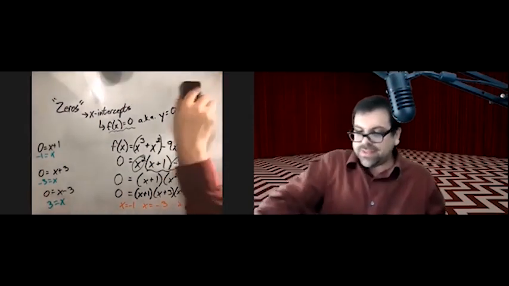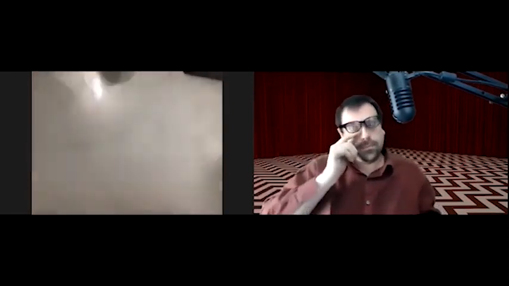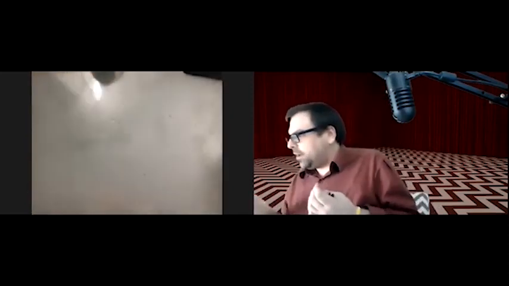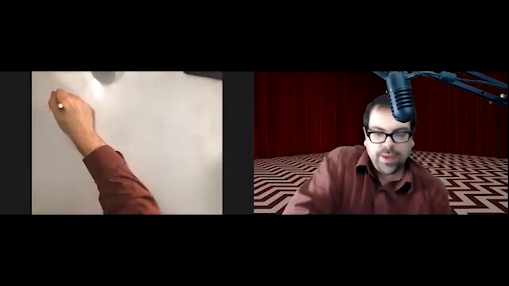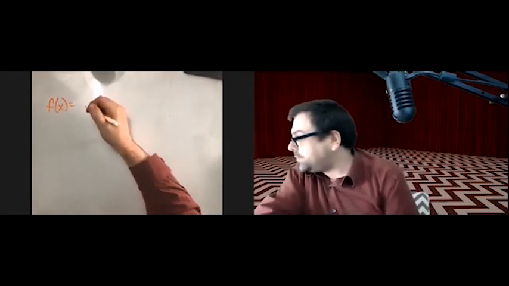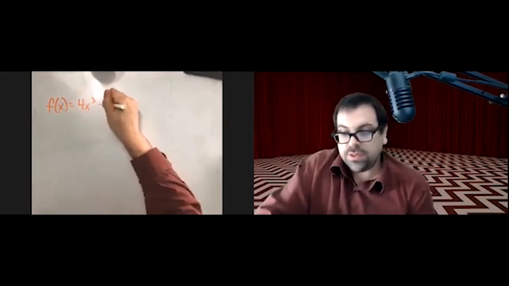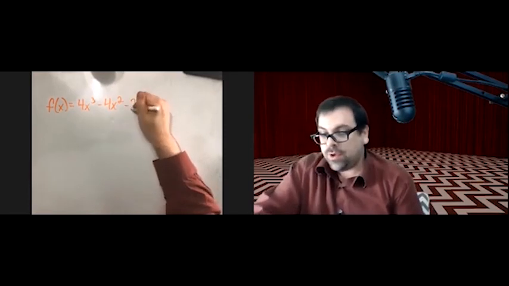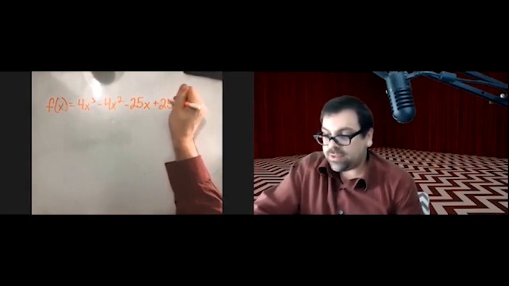Let's do another one like this. Let's find the zeros. I'll make it another factoring by grouping problem as well. f of x equals 4x cubed minus 4x squared minus 25x plus 25.